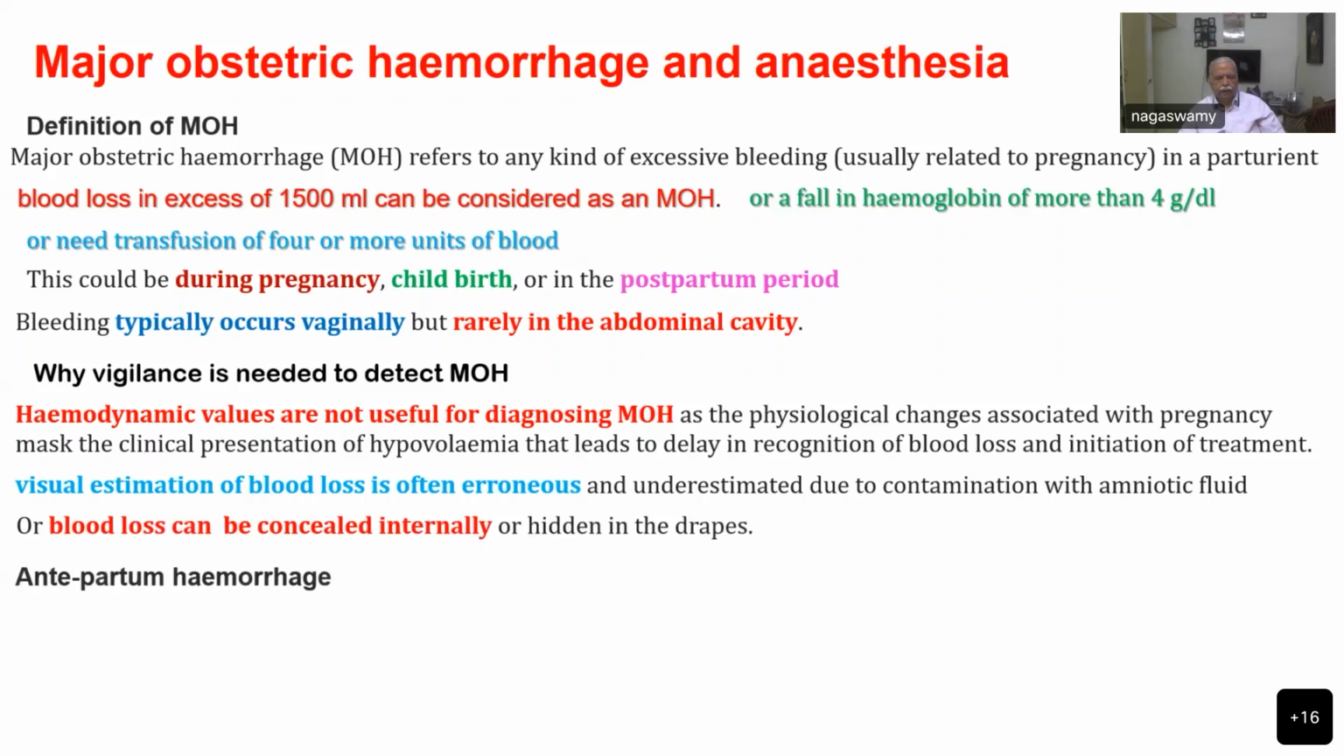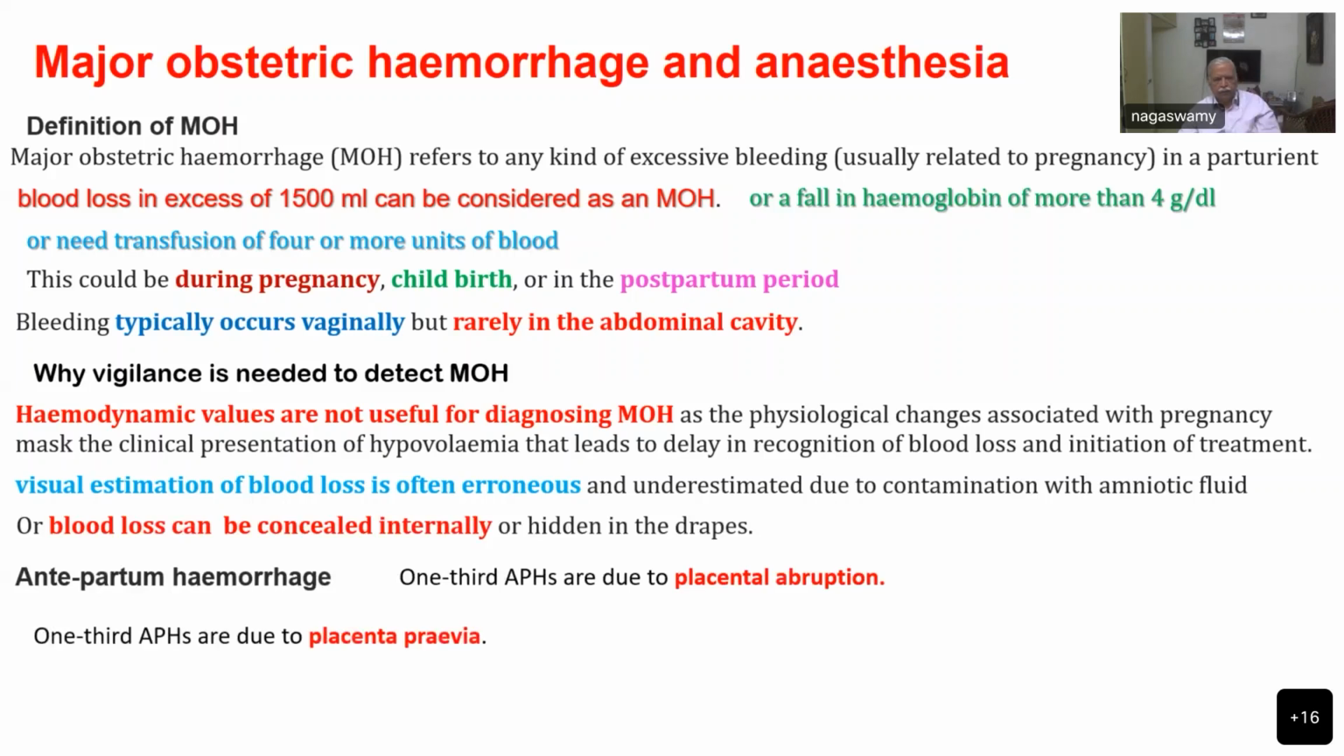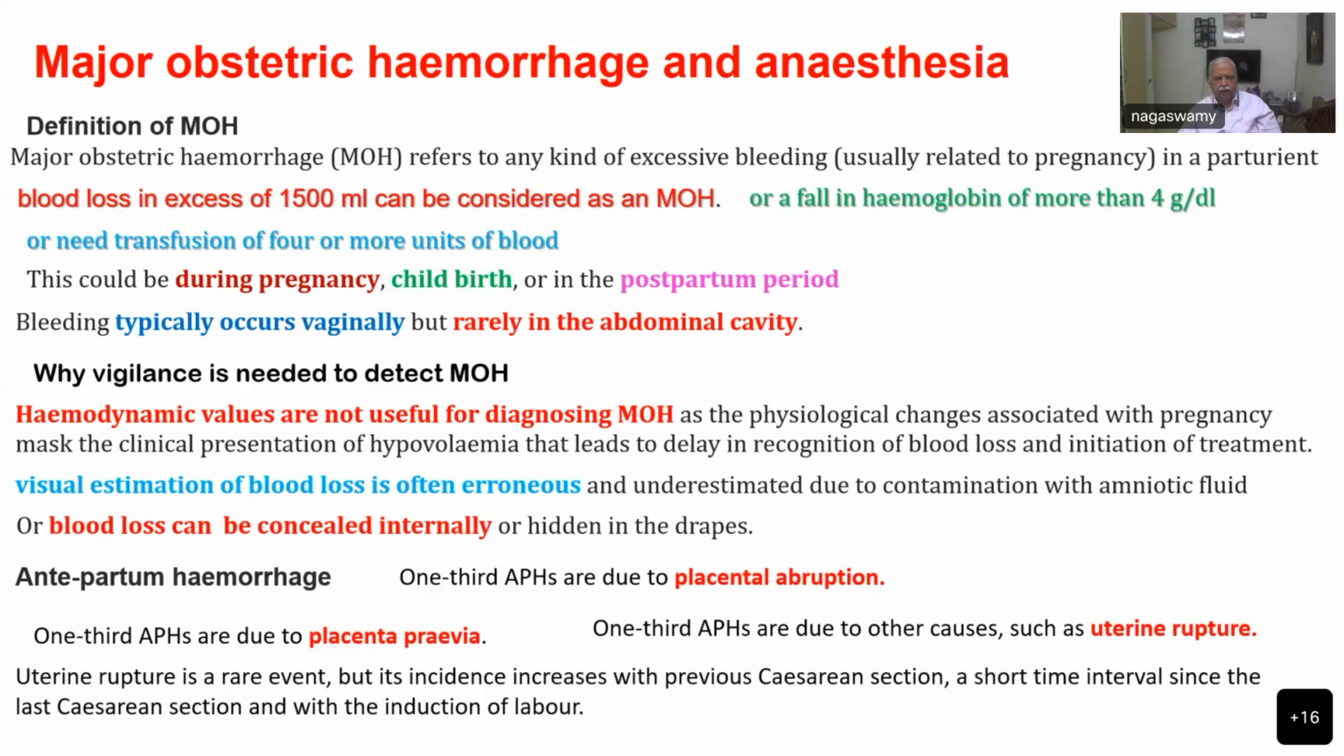Coming to the antepartum, one third of this is due to placental abruption, another one third placenta previa, and another one third is uterine rupture. Uterine rupture, you have to anticipate mainly if the patient had a previous cesarean and the wall of the uterus is weak. So it's a rare event, but it is more common with previous cesareans. So you have to be very watchful if they are undergoing labor and then being taken up for cesarean.